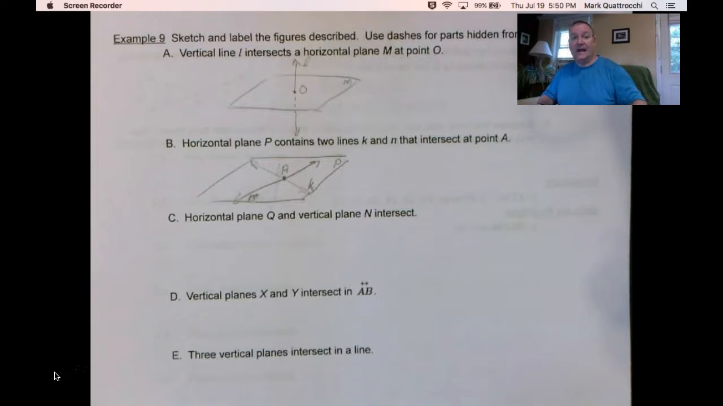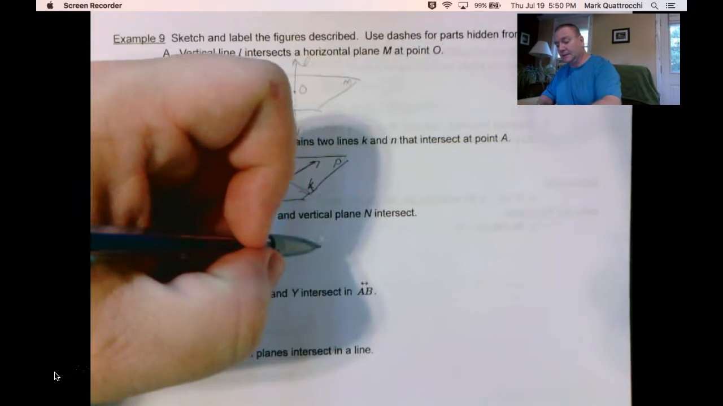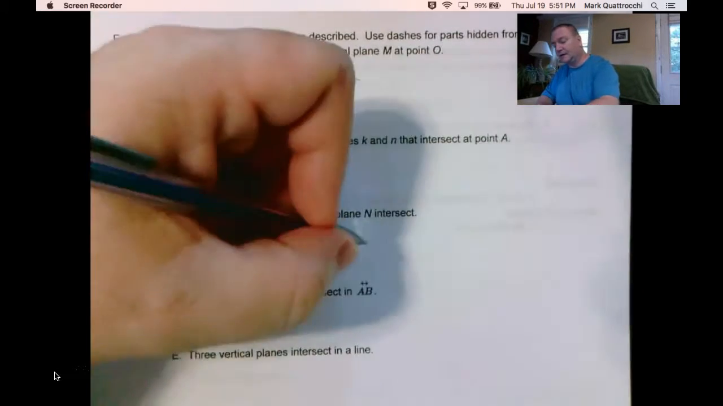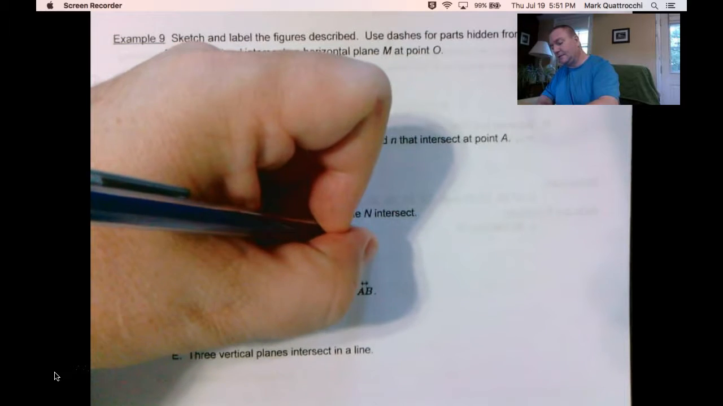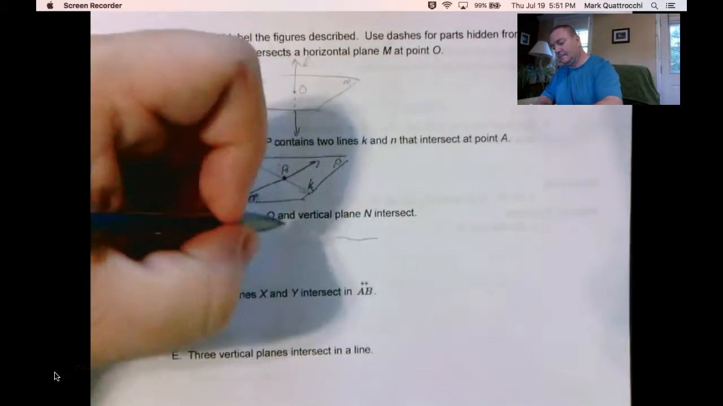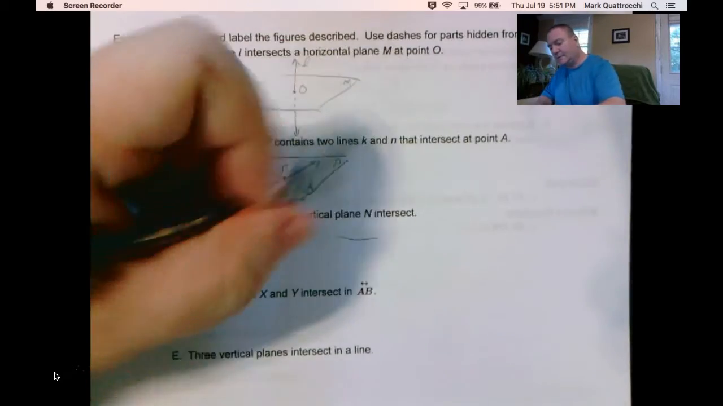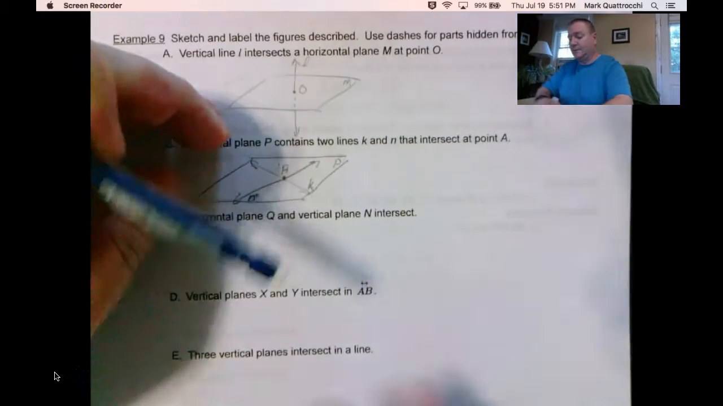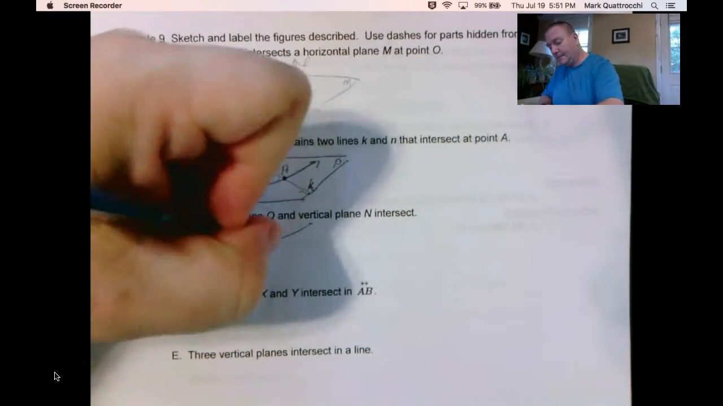Okay. Part C, horizontal plane Q, vertical plane N, and they intersect. Well, they would have to. If one's horizontal and the other one's vertical, and they go on forever and ever, at some point they're going to intersect. So this is a little tricky with the dotteds. Let's start off with the vertical. Actually, it doesn't matter which one I start off with. They're both kind of tricky to draw.